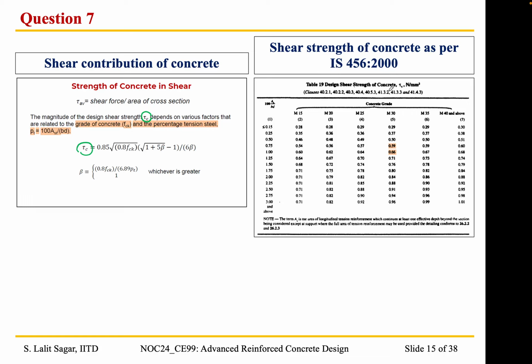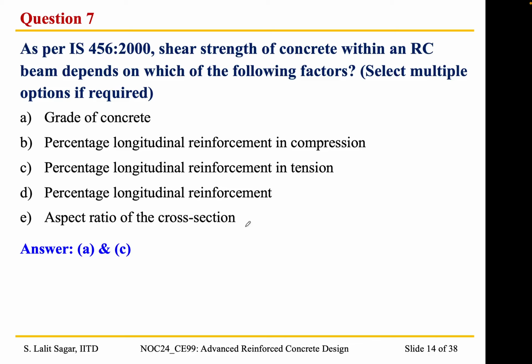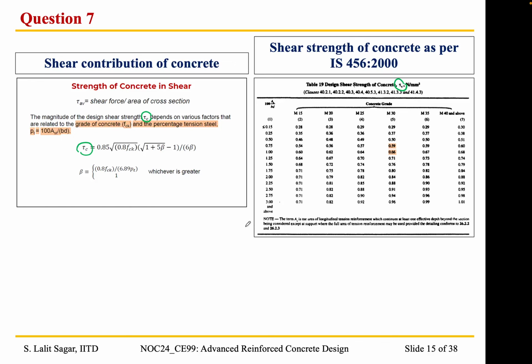So we need to determine the value of tau c based on the table, and the value of tau c essentially depends on two factors, that is the concrete grade. For M15, M20, M25 and so on, the values are different, and here the term 100 As by bd corresponds to the percentage of tension reinforcement. Okay, so options A and C are the correct options. So we'll move on to the next question.